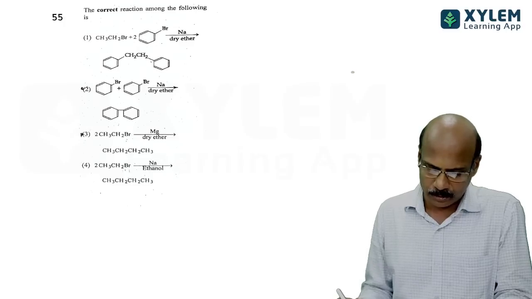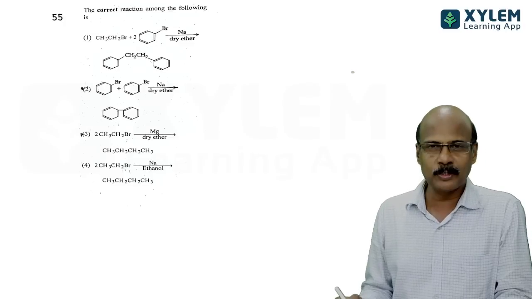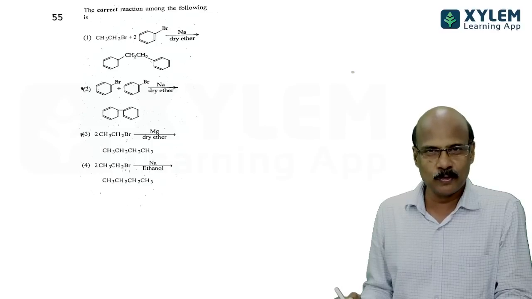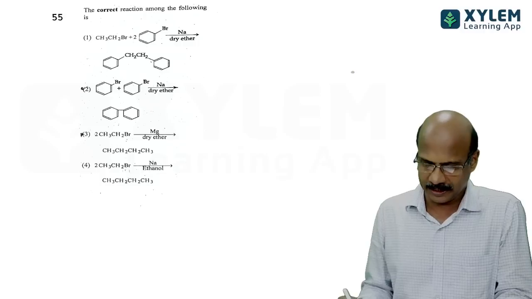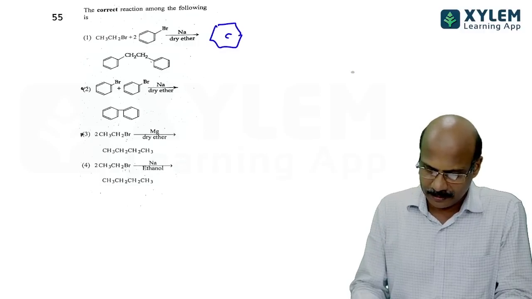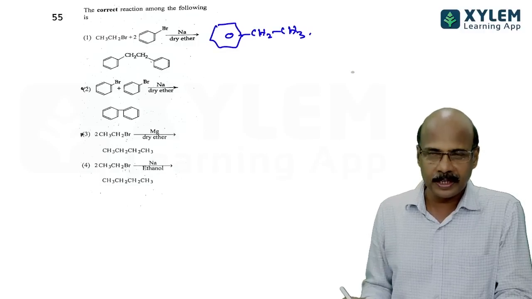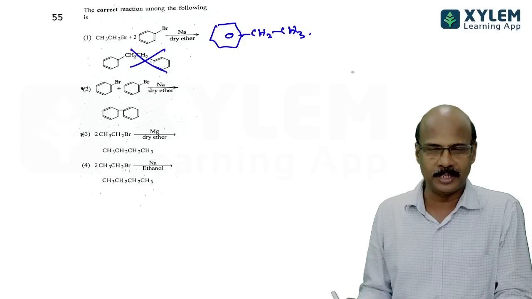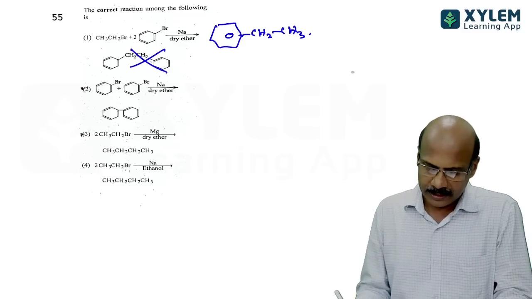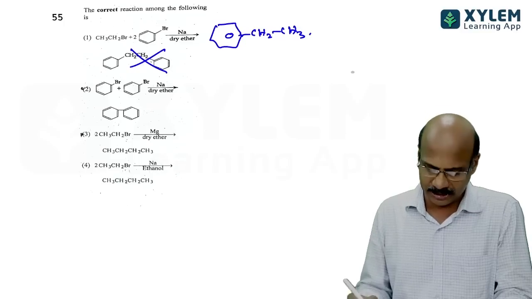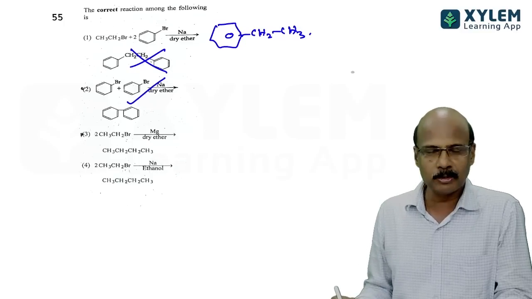Now let me go to question number 55. What about the first one? You know that Wurtz-Fittig reaction. When an alkyl halide is treated with aryl halide, you will get alkylated benzene. This is called Wurtz-Fittig reaction. Anyway, this one is not obtained. So that will be incorrect. The second one is Fittig reaction. That is correct. What about the third one?